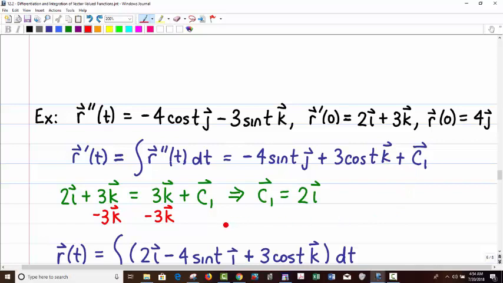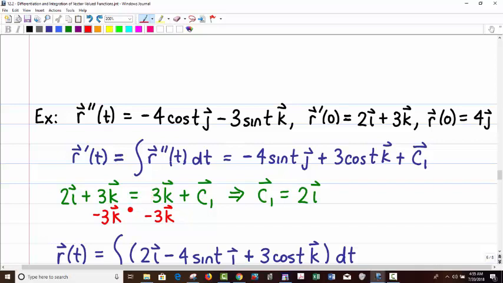So we know that t is 0, it's going to have to equal 2i plus 3k. So that's your left side. Now what happens when I put 0 into this right side? Sine of 0 will be 0. Cosine of 0 will be 1, so that gives me 3k. So when I plug 0 into all this, I'll get 3k plus c1. So I need 3k plus c1 to equal this value right here, 2i plus 3k.